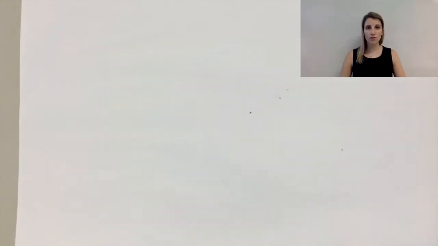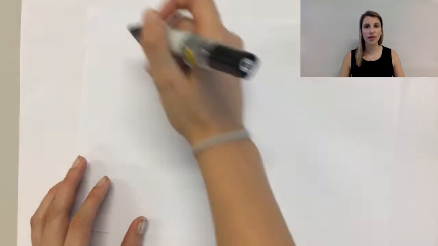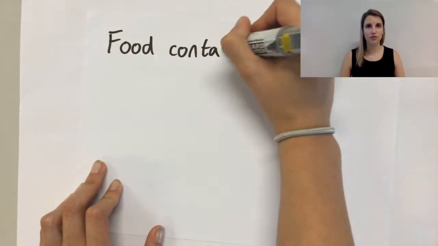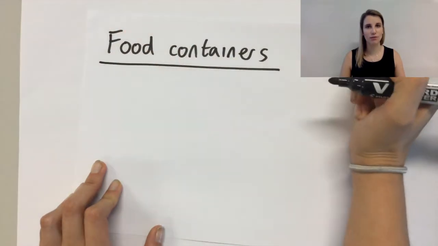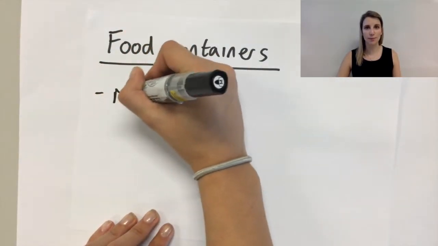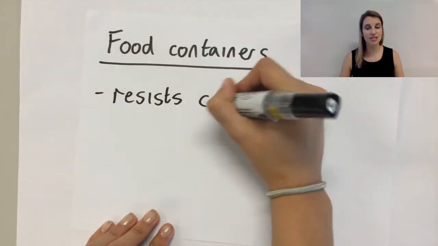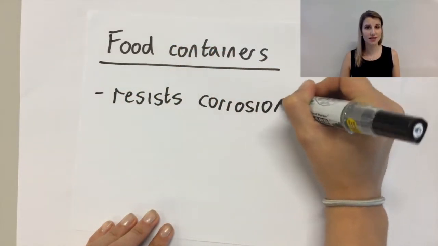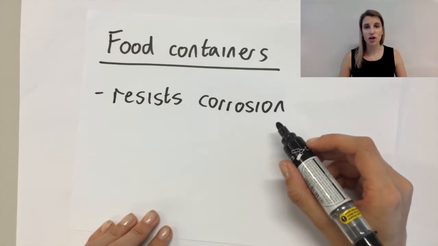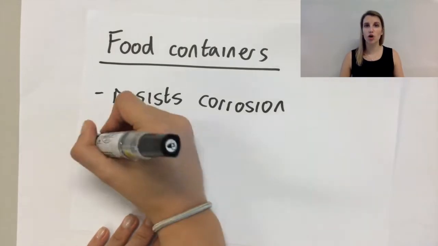In terms of food containers, the most important thing is that we need the material not to react with the food or with the air or anything around it. So we say that aluminium is resistant to corrosion. Now you may be a bit puzzled by this, because just before, on the reactivity series, aluminium is pretty high. It's pretty reactive. So why does aluminium not corrode?